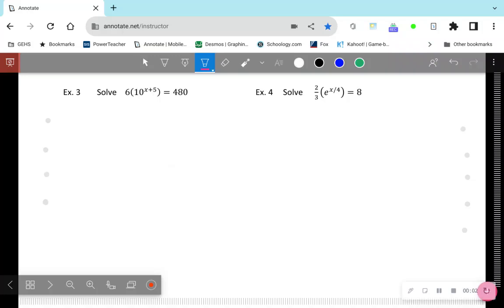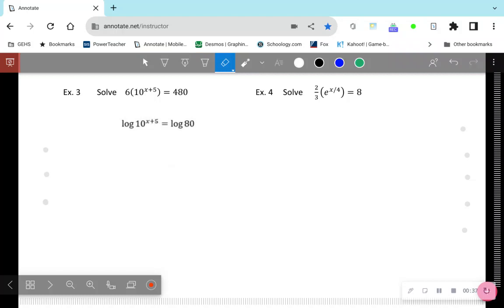Okay, continuing on page 2 of the 6.6 notes, we're learning how to solve exponential equations here. And on this example 3, the exponent and base that we're trying to isolate here is 10 to the x plus 5th power. So we'll start out by trying to strip off that times 6, simply dividing by 6 on both sides. And then once I've done that, you're going to get rid of the base 10 by taking the common log of both sides.